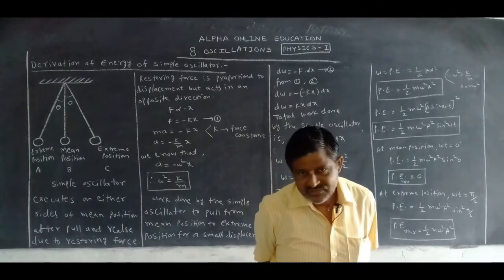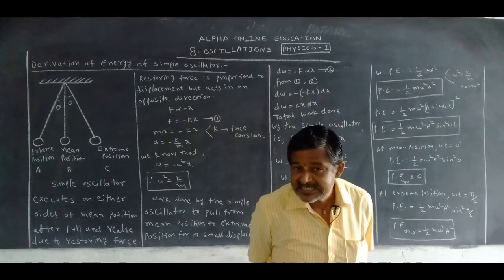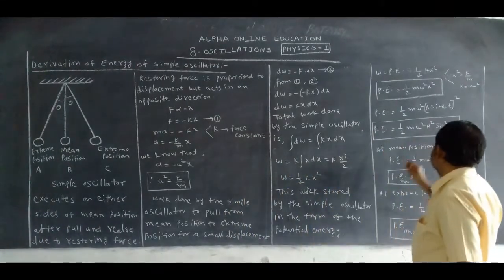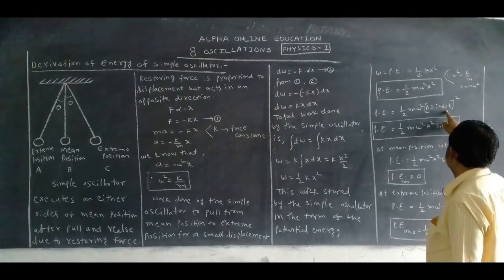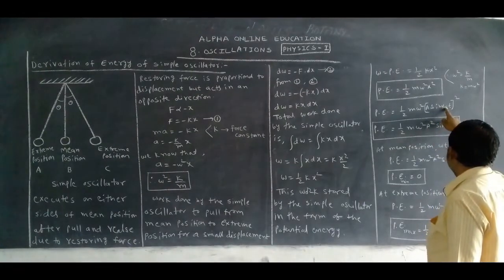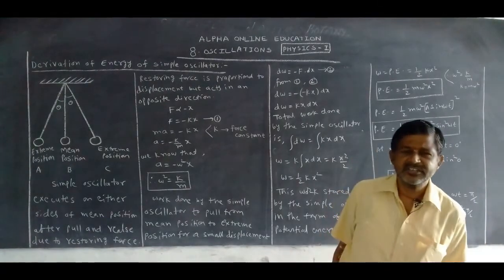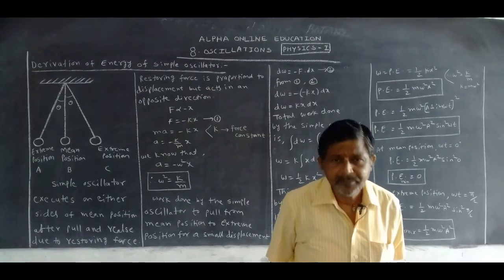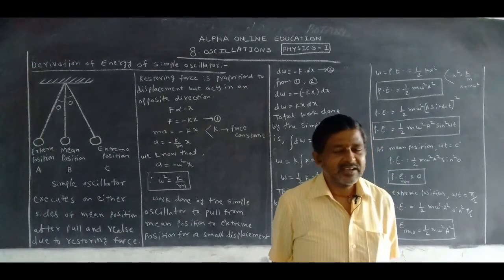m is the mass, omega is the angular velocity. What is x? Displacement. We know the displacement of the simple oscillator is a sin omega t. So a becomes a square, sin omega t becomes sin square omega t. So the other expression for the potential energy of the simple oscillator is half m omega square a square sin square omega t.